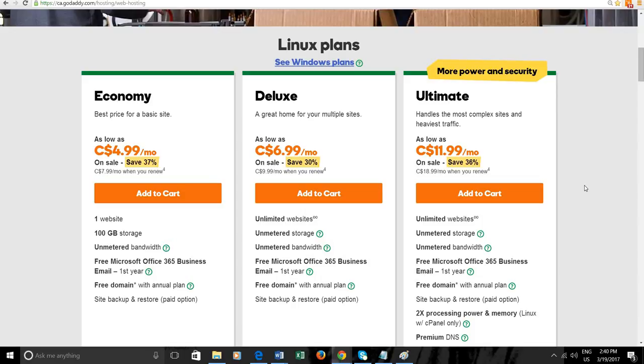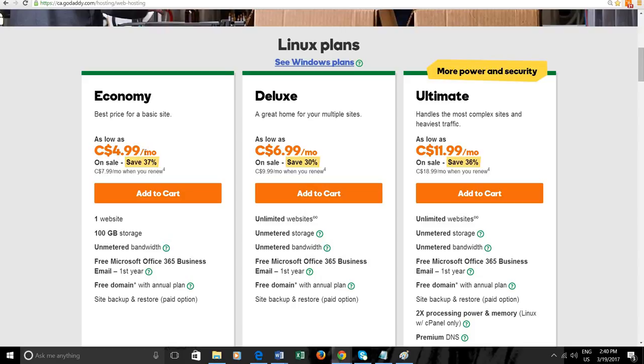So we have three packages here. We have the Economy, the Deluxe, and the Ultimate package. So the Economy package, it's best for a basic site, and that's exactly what it means. So if you're a business or a person who's only looking to have one website for the next 10 years or 5 years or so, all you need to do is purchase this package right here. So it gives you the ability to host up to one website. It has 100 gigs of storage and all that good stuff. So this would be the best for you.